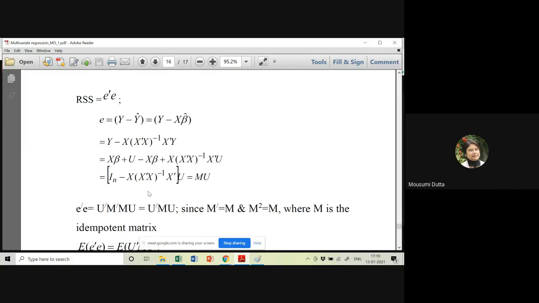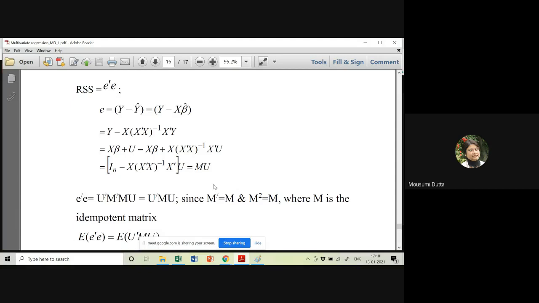I sent you a note on idempotent matrices in matrix algebra, and I hope all of you went through this and you have an idea about the idempotent matrix. So e transpose e can be presented simply by Mu, the idempotent matrix multiplied with the u vector.